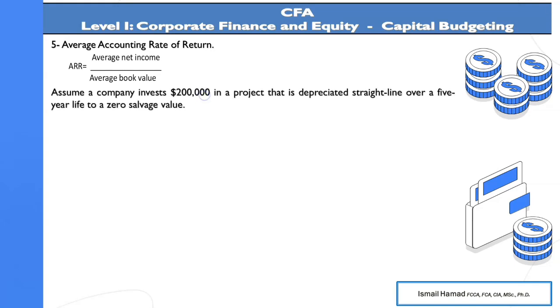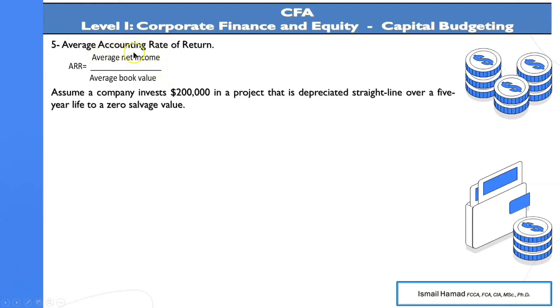Let us take a numerical example. We have a company that invested $200,000 in a project, and that will be depreciated over 5 years, and it has no scrap value or salvage value at the end of the 5th year. So we are going to consume or depreciate the whole amount. I'm talking now about depreciation because we are talking about accounting rate of return.